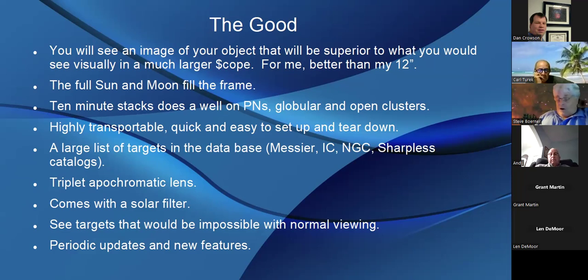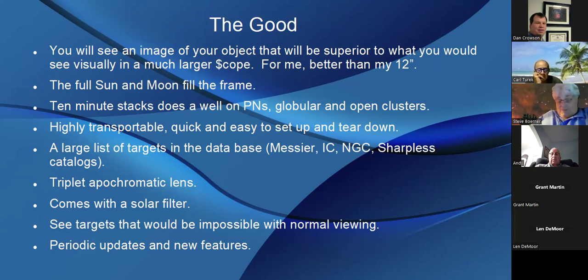It's got a large list of objects. It's got the Messier catalog. It doesn't have all the NGC, and it doesn't have all the ICs in it. Okay. I mean, I figure between the two of those, that's about 10,000 things. I think it's got all the Sharpless things. Okay. It does have a triplet. It comes with a solar filter. More to say about that later.